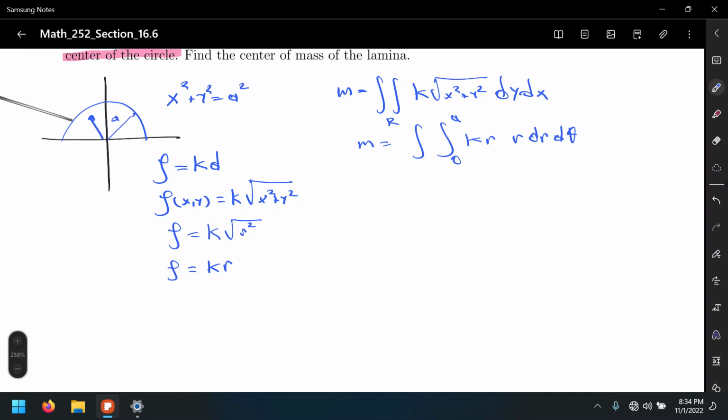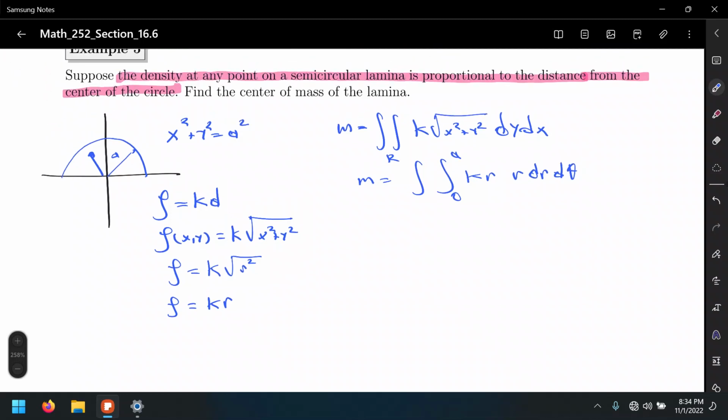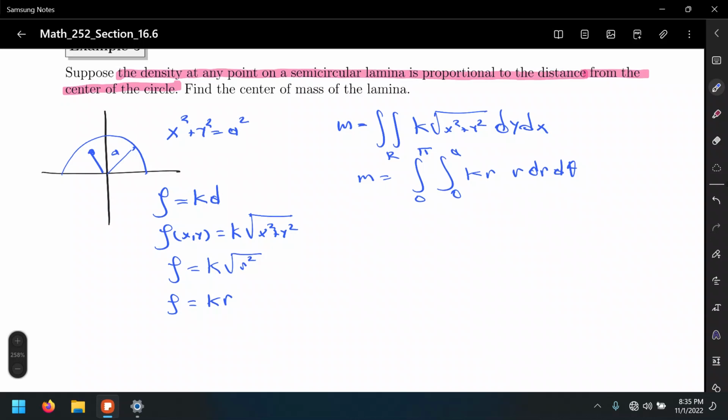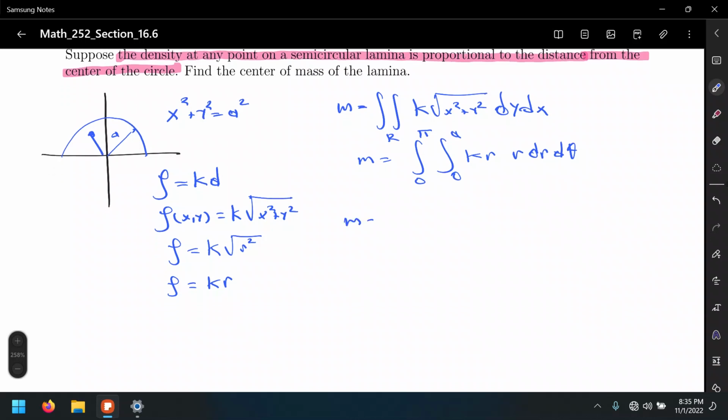But what about theta? Because in this case they're telling us the upper semicircle, theta is just going to vary between 0 and pi. All right? And so that's going to turn this integral into m equals the double integral from 0 to pi and 0 to a. Let me take the k outside, that's just a constant. That's r squared dr d theta. And in this case, we can integrate r squared with respect to r. So that's k integral from 0 to pi and r cubed over 3 from 0 to a.